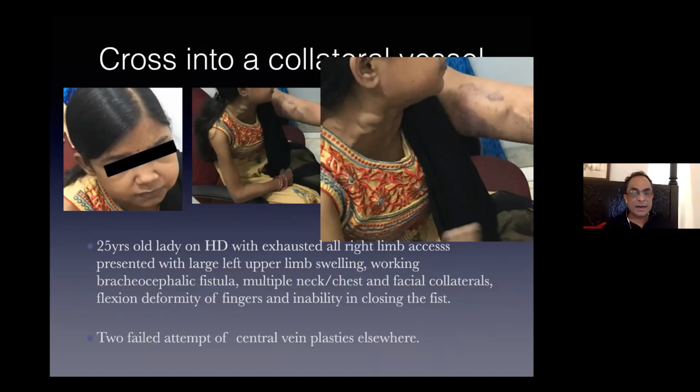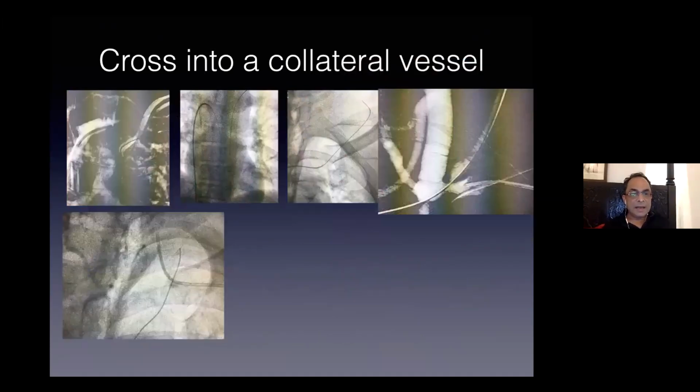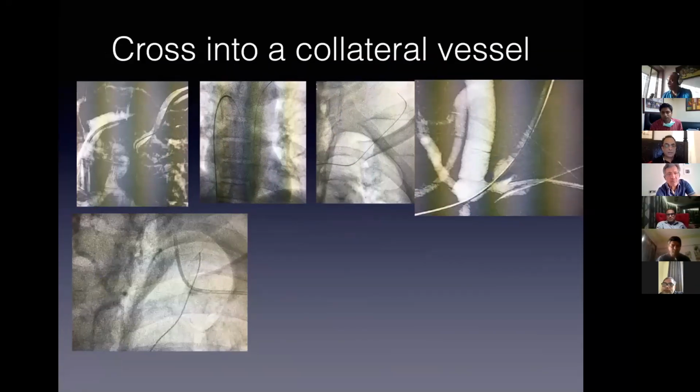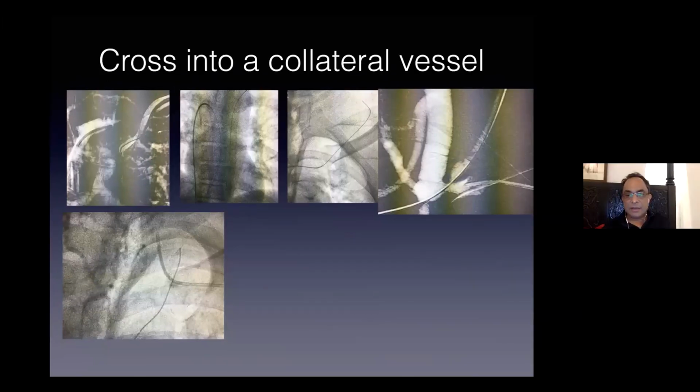So this particular lady had 2 failed attempts of central vein angioplasty elsewhere. So similar to the last case, what we have got is widely disparate occlusions, as you can see on both sides. We are not able to cross, but from below, from the femoral vein, we are able to cross into one of these veins. Sorry, I don't have my arrow, but I think you can see my wire. The big fat vein is the internal jugular vein, but my femoral wire has crossed into one of these collateral veins, probably the external jugular vein.